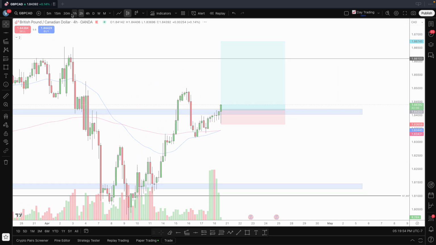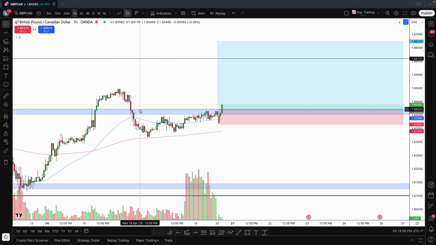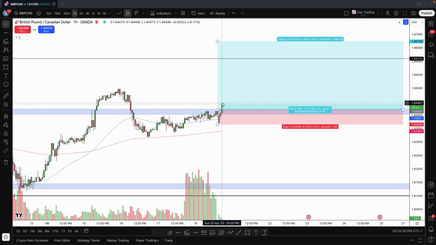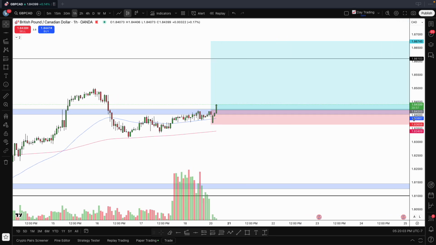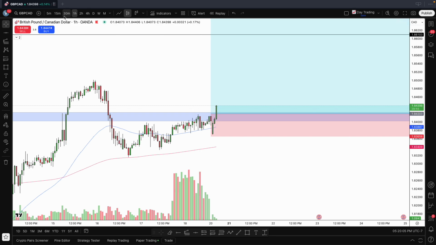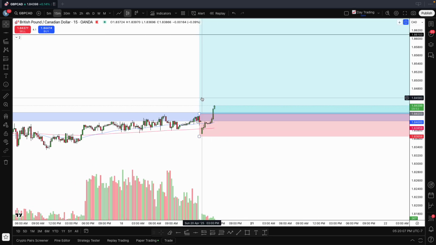So I'm just gonna be waiting because as we can see on the 1 hour time frame, price has been rejecting this area of structure. Price just broke above, but I'm gonna wait for the candle to close. I'm gonna go down to like 15 or 30 minute time frame just to see, once I get a rejection right over here, I'm gonna go long.